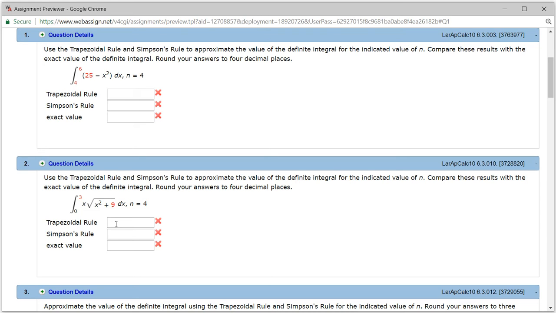Alright, let's look at homework 6.3, problem number 1. Let's use the trapezoid rule with n equals 4 to approximate the value of this definite integral. I'm going to use GeoGebra here.